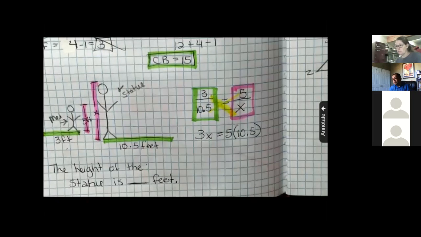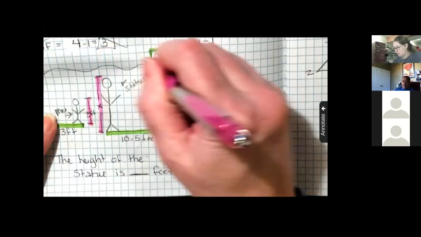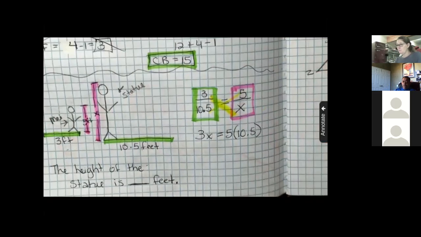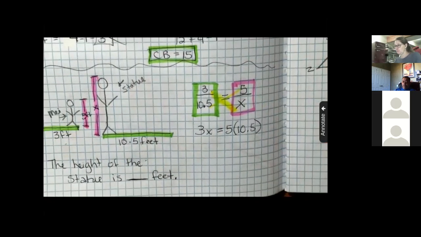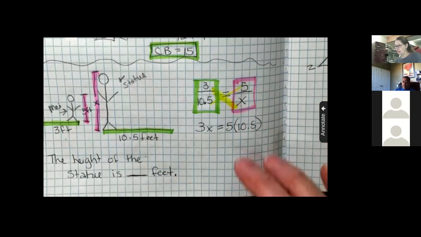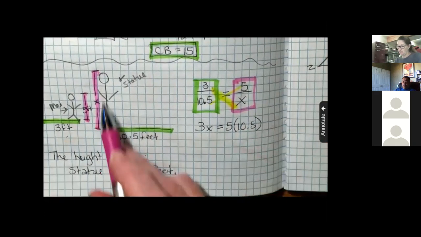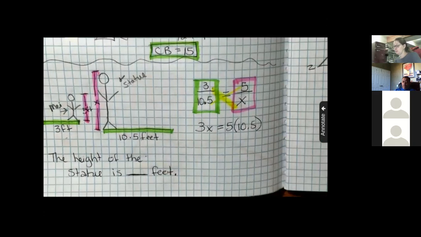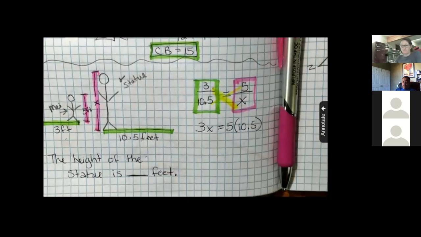Now I'm not going to do the rest because I got you to this point. Okay, let me separate these problems. You do the rest. You should be able to now do the math. The X, you know, is the height of the statue, so all you have to do is fill it into your sentence frame. Does that kind of help? Yeah, it helped a lot. Okay, good.